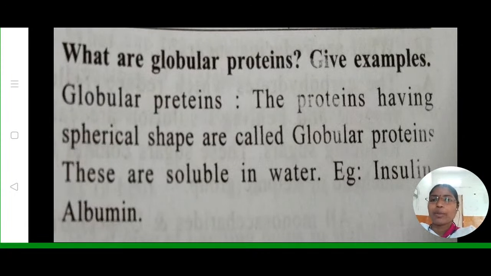So what are globular proteins? Give an example. Next question. The proteins having spherical shape are called globular proteins. These are soluble in water. Example: insulin and albumin. Okay, insulin and albumin are the examples of the globular proteins. These are the 2 types of the proteins.